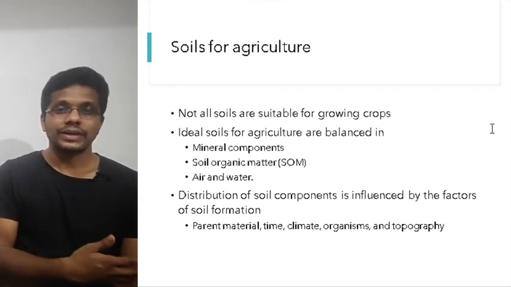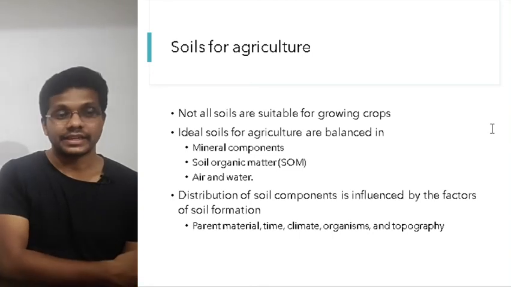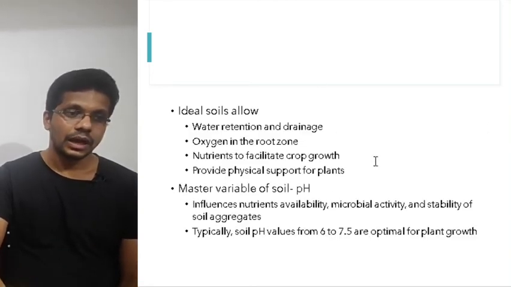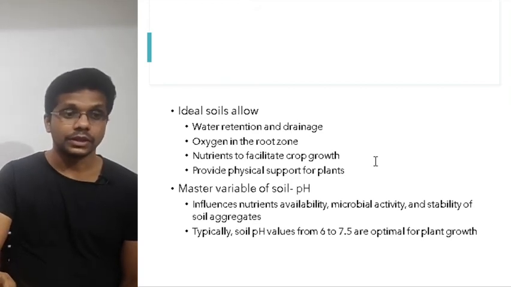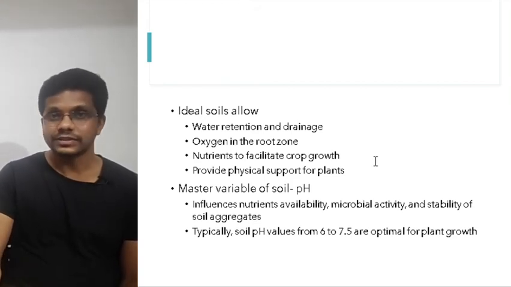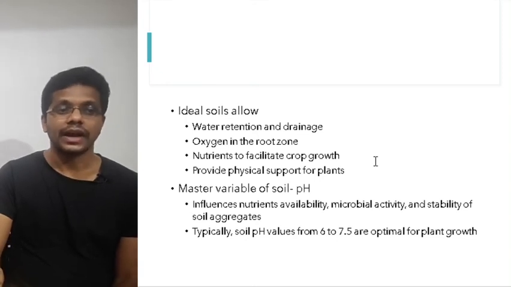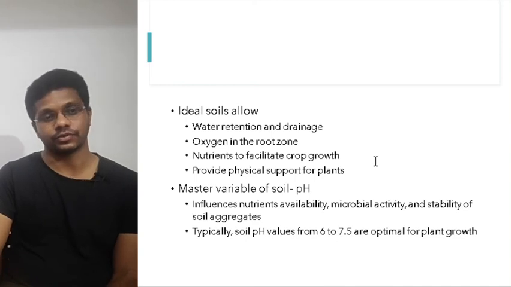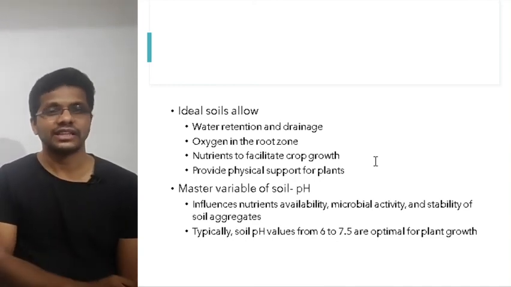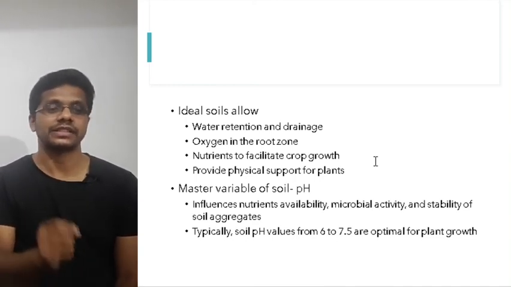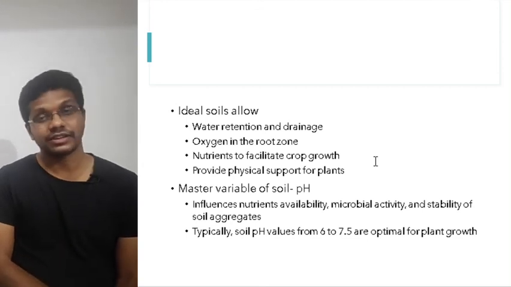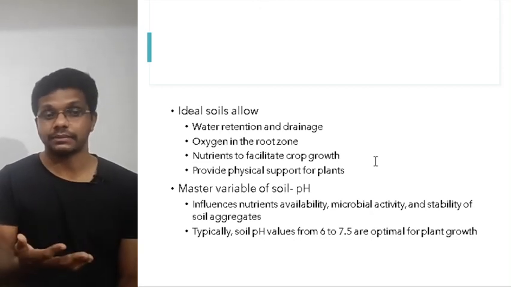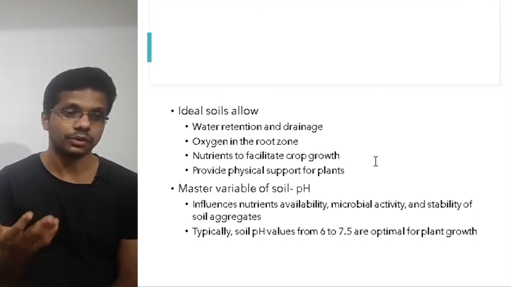The distribution of soil is influenced by the parental material, time, climate, organisms, and topography. Ideal soil should allow water retention and drainage, oxygen in the root zone, and nutrients to facilitate plant growth, and it should also provide physical support for the plant. One of the most important factors which affects plant growth or crop production is the pH. pH is called a master variable of a soil, because a change in the pH can affect nutrient availability, microbial activity, and stability of soil aggregates.